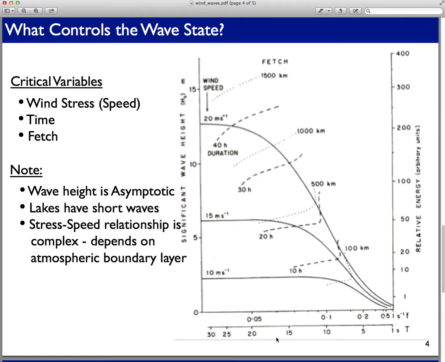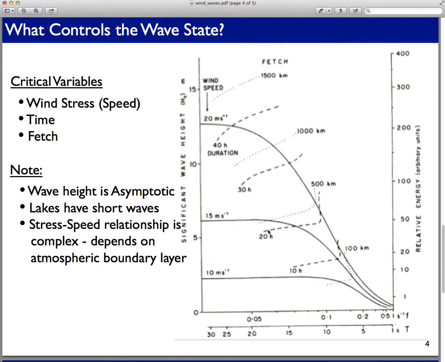These three different curves represent three different wind speeds: 10 meters per second, or 20 knots, 15 meters per second, or 30 knots, 20 meters per second, around 40 knots. And you can see that if you have 10 meter per second wind and it blows forever over an infinite distance, that you can reach around 2 meter significant wave height. And with 15 meters per second, you can reach around 6 meter significant wave height.